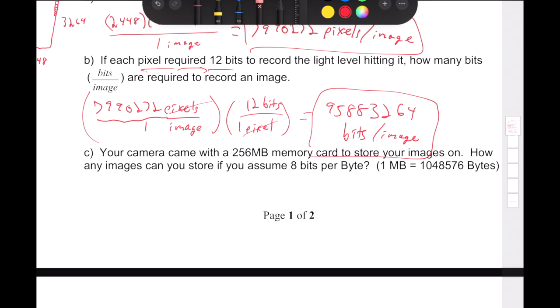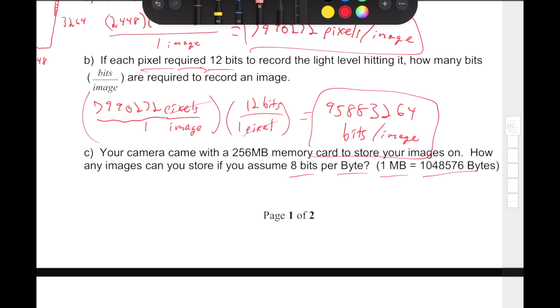How many images can you store on it? And then they remind you there's 8 bits in every byte. That's kind of a computing standard there. So a megabyte is that many bytes, they say. And that's true. And we'll figure that out. But anyway, so let's see. How many images can you store? So first of all, I know how many bytes per memory card I have. Here's how many I have.